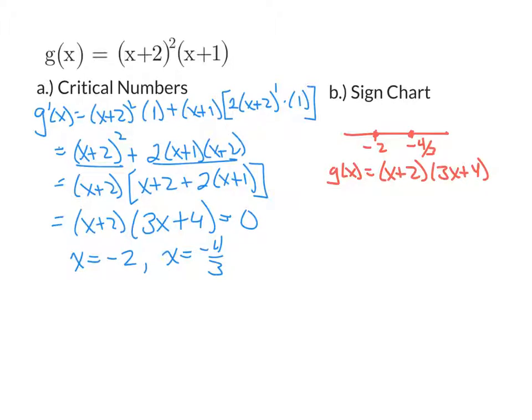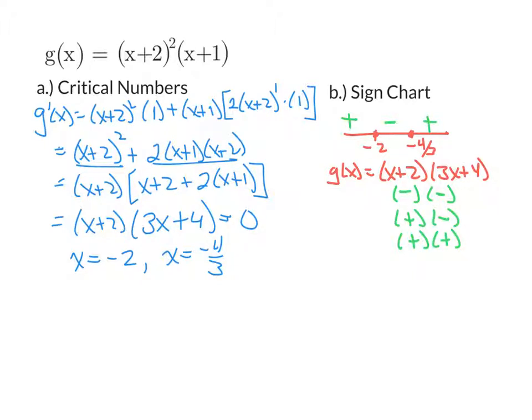If I pick something smaller than negative 2, like negative 2 billion, negative 2 billion plus 2 is negative, and negative 2 billion times 3 plus 4, that's still going to be negative. Negative times negative is positive. Then we move on to the next interval. In between negative 2 and negative 4/3, our first factor will turn positive, whereas 3x plus 4 will stay negative. So this interval will be negative. And once we go to the positive side of negative 4/3, then both of these factors will be positive, making the entire product positive.